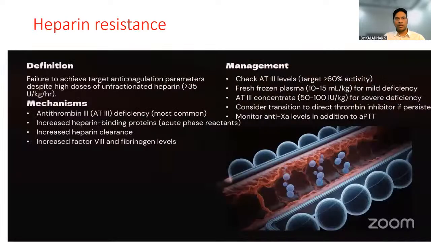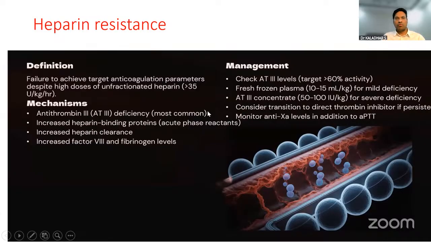So another aspect we have to look at is heparin resistance. What is heparin resistance? The definition is a failure to achieve target anticoagulation, requiring high doses of unfractionated heparin, almost more than 35 units per kg per hour. Mechanisms most commonly are antithrombin deficiency, and there can be heparin binding proteins, increased heparin clearance, and factor VIII and fibrinogen levels might be increased.